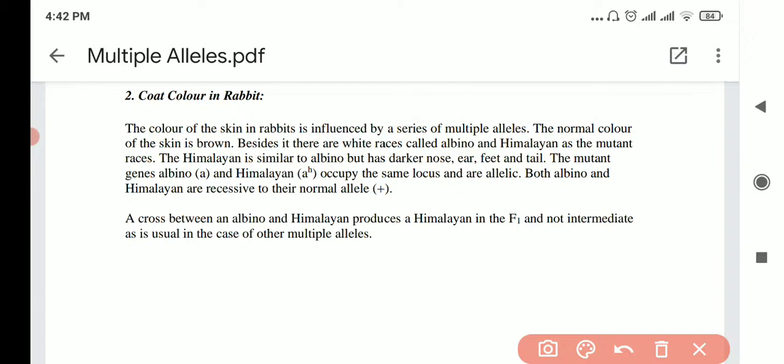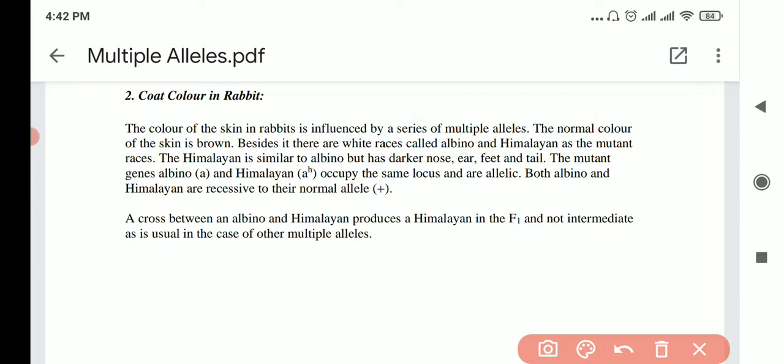But there were some albino rabbits, okay. Those white rabbits, those are the new ones, the mutant ones. Besides it, there are white races called the albino and Himalayan as the mutant race, okay. The Himalayan is similar to the albino, but the ears, the nose, feet and tail are dark, okay. So just think about a white rabbit, but the nose, ears and feet are like brown, okay. But the albino is fully white from head, nose, tail, foot, whatever.